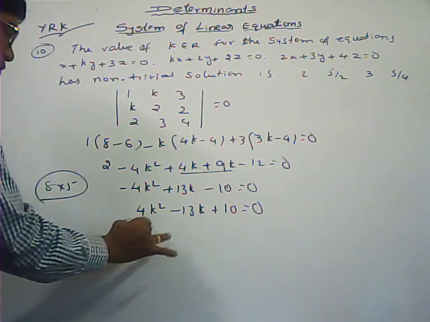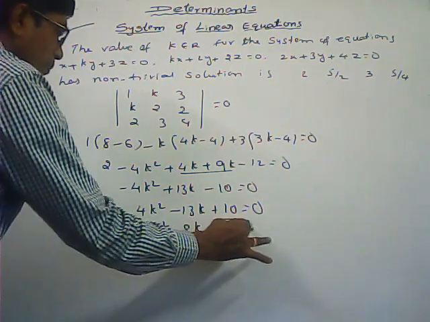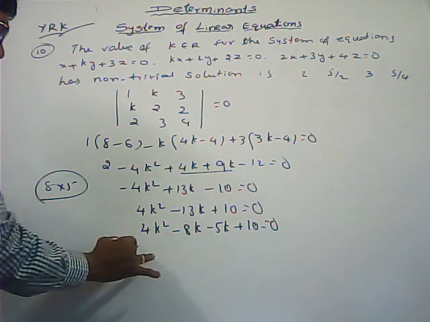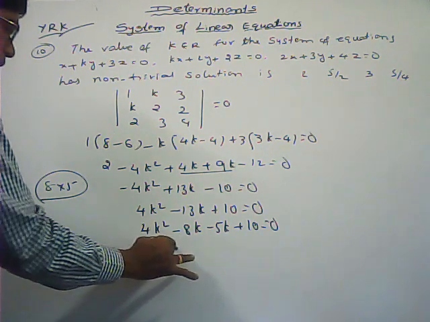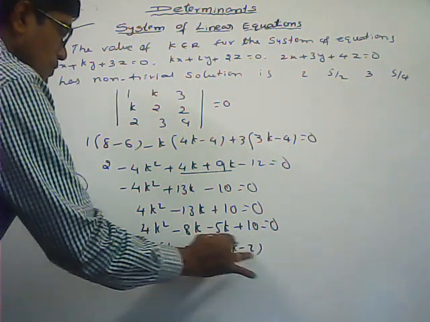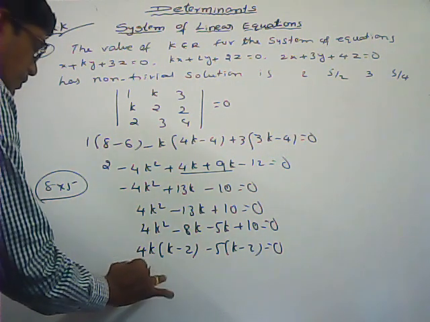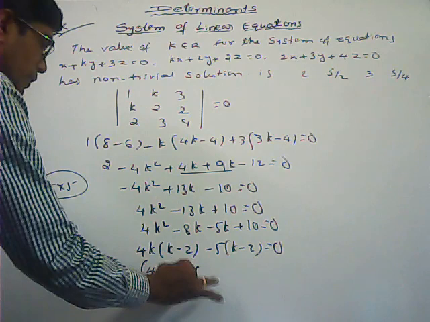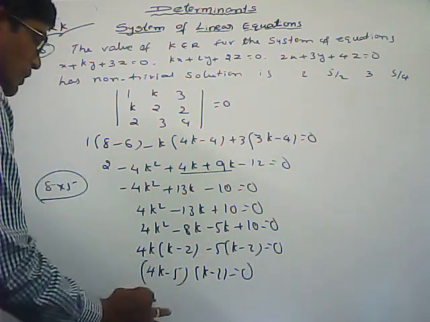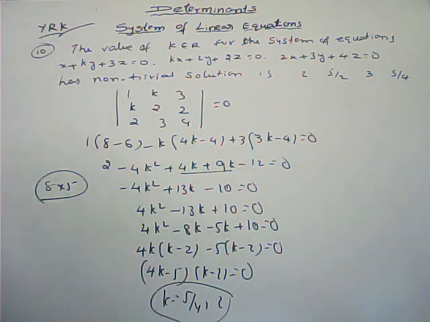So here how to split this one? 4k square minus 8k minus 5k plus 10, that is equal to 0. From these two terms, if I take 4k as common, k minus 2, here also k minus 2 minus 5, that is equal to 0. Here (4k minus 5) into (k minus 2), that is equal to 0. Here k is equal to 5 by 4 and 2. So here we are getting the two values of k.